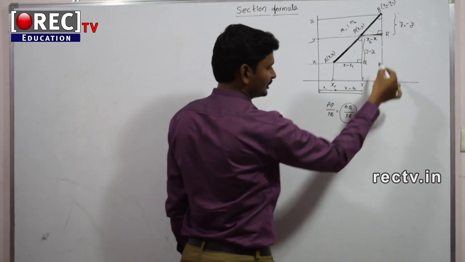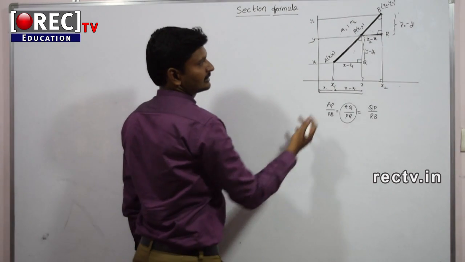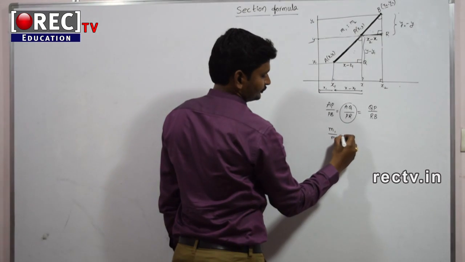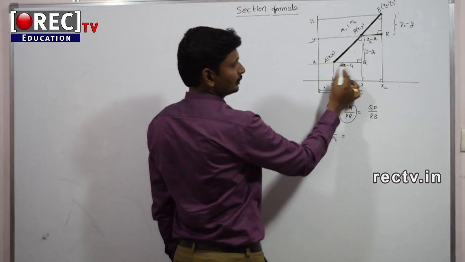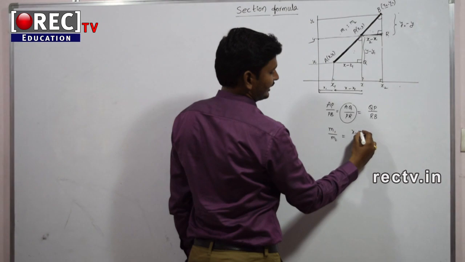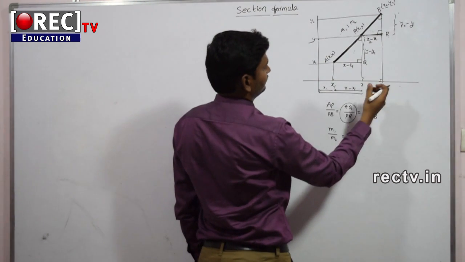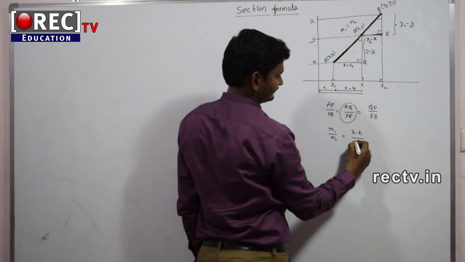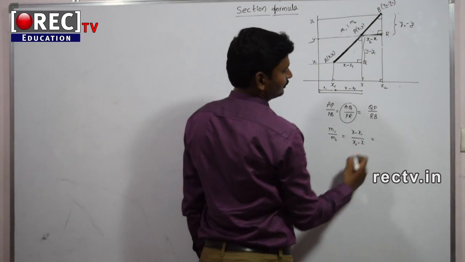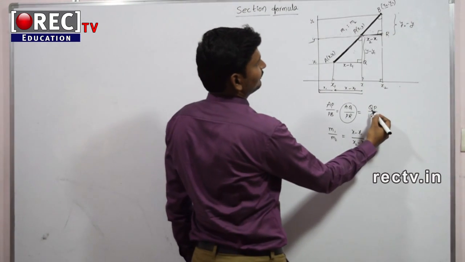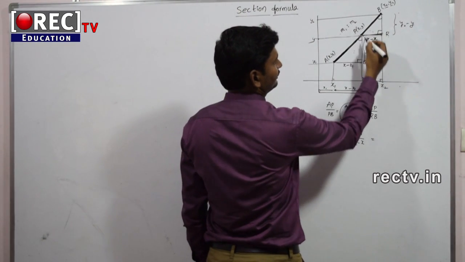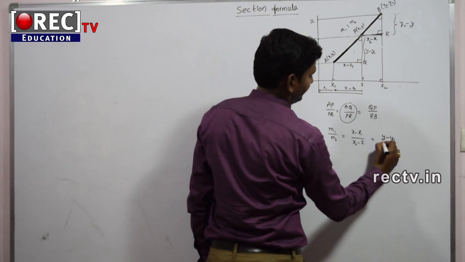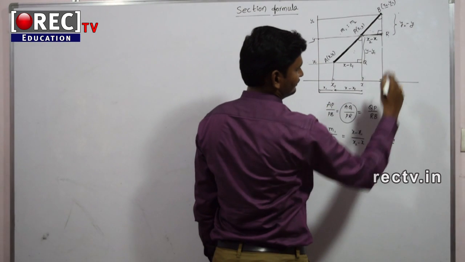We have to substitute these values in this relation. So AP divided by PB, that is equal to m1 divided by m2, is equal to AQ. What is AQ? x minus x1, divided by PR. What is PR? x2 minus x, is equal to, now the QP value, that means y minus y1, divided by the RB value, that is y2 minus y.